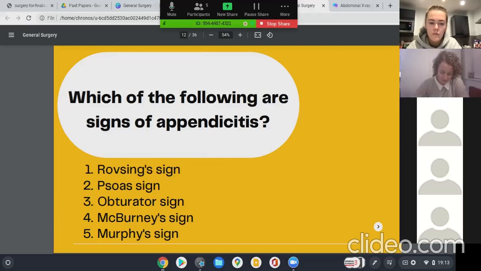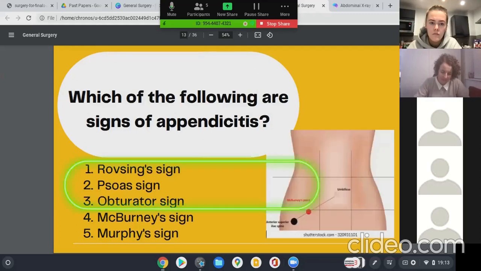Okay, so just going through them. Rovsing's sign is a sign of appendicitis. It basically is palpation in the left iliac fossa causing pain in the right iliac fossa. Psoas sign is also a sign of appendicitis, which is right iliac fossa pain when the right hip is extended.